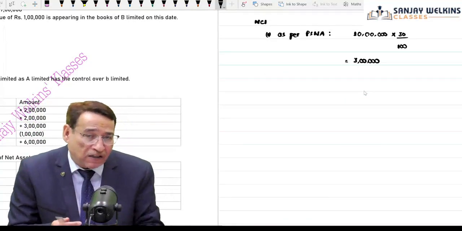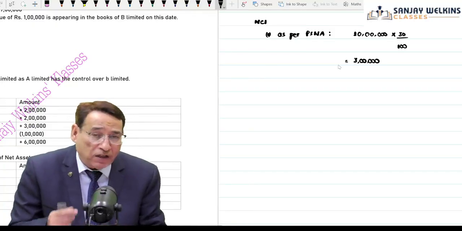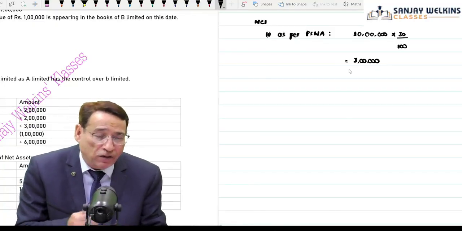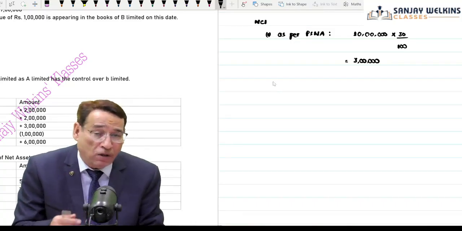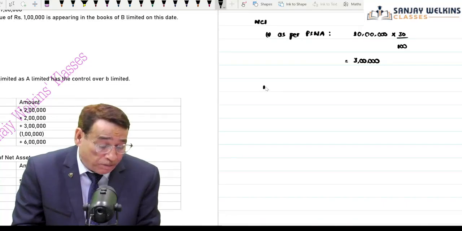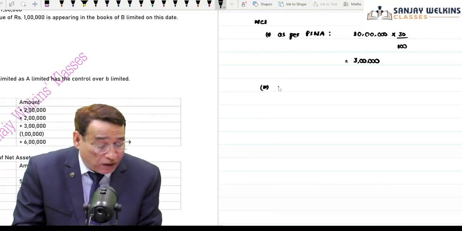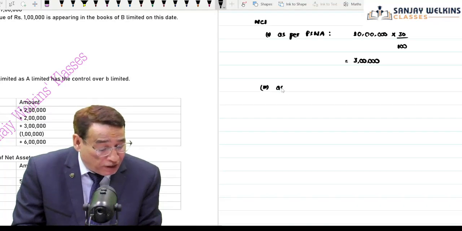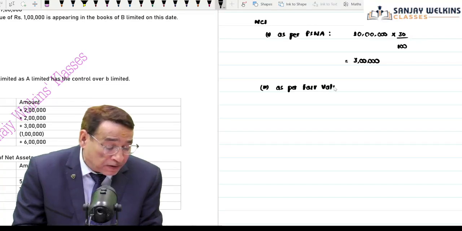When the standard says that the acquiring entity will have to reflect NCI, it means the share of net assets of NCI on the date of acquisition, which is 3 lakh. But here we have computed NCI on the PSNA basis. Suppose I would have computed NCI on a fair value basis, in order to compute NCI as per the fair value basis, what will I do?